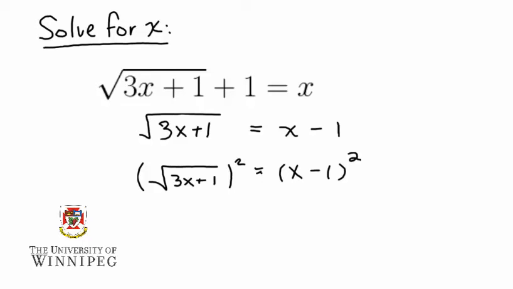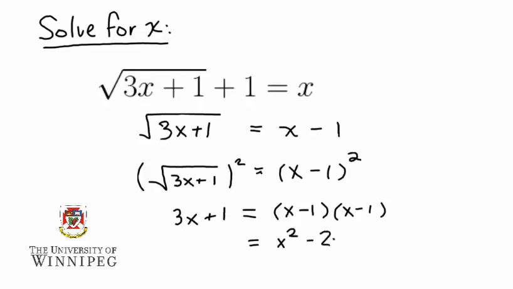Now we can work on simplifying each side. We know that the square operation is going to undo the square root operation. So on the left-hand side, we're going to be left with 3x plus 1. On the right-hand side, we're going to get x minus 1 times x minus 1. And if we expand this out, we should get x squared minus 2x plus 1.